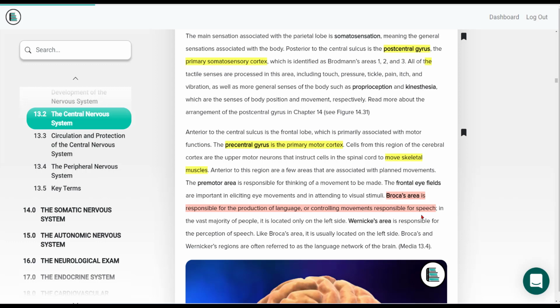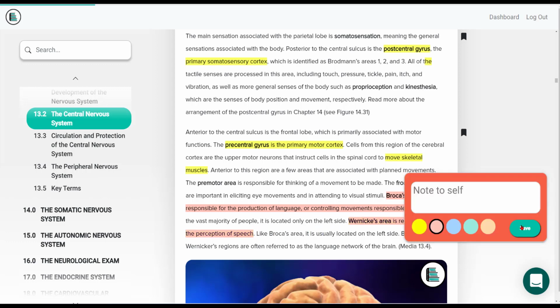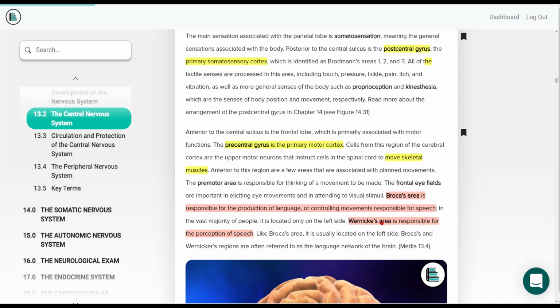The other area also related to speech is Wernicke's area, and it is related to the perception of speech. A person who has brain damage to Wernicke's area would just not be able to follow along. They can hear just fine, right? Their hearing is fine, but they're not able to process and understand what is being said to them.